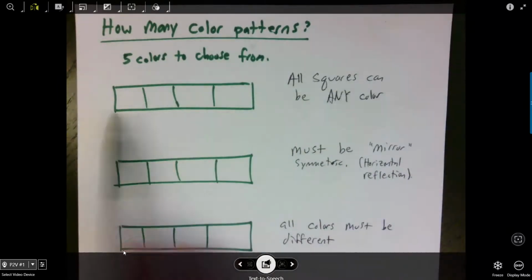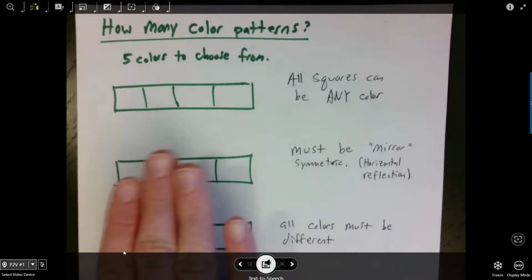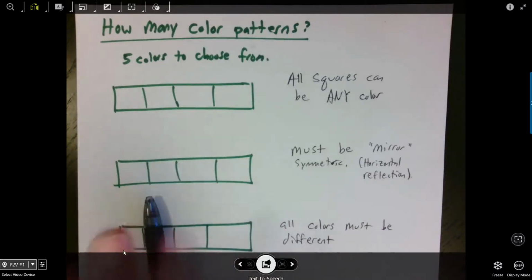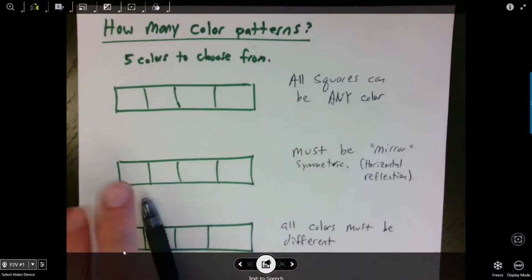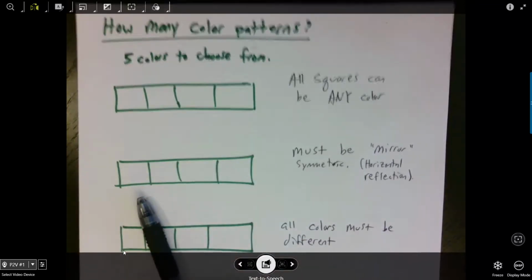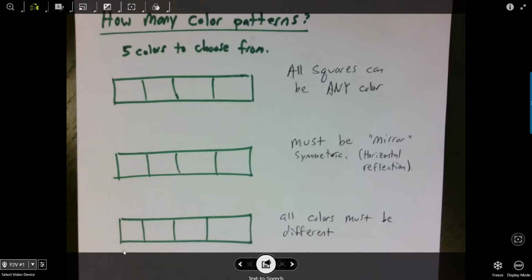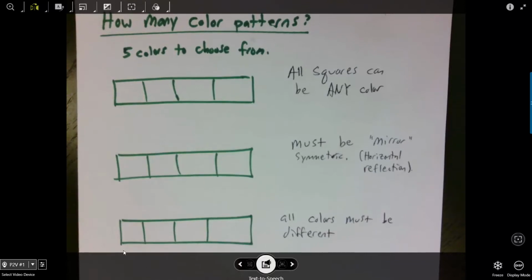In this version, each square could be any of the 5 colors. In this version, it's got to have horizontal reflection symmetry. So whatever the first 2 are, the next 2 have to be kind of reflections of the first 2. And then in the last one, each color must be different. We can't use the same color twice. So how would we apply the fundamental counting principle?